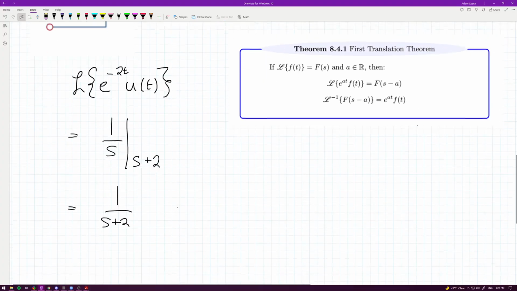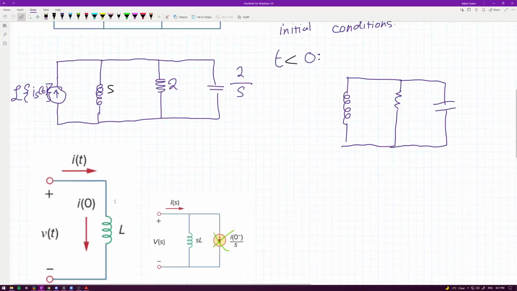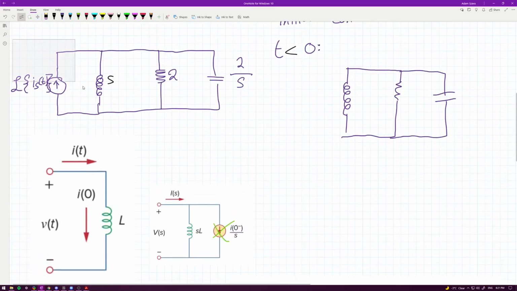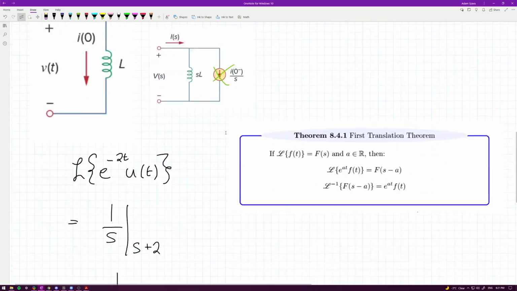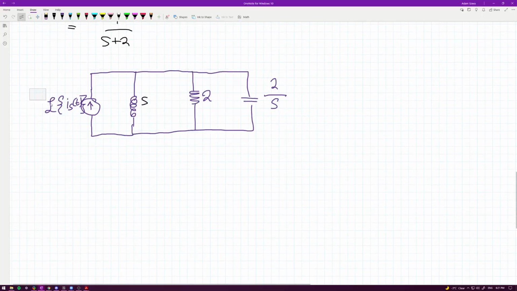Okay, so that is going to be our Laplace. So then I can take the whole circuit. Hopefully someone can confirm for me that that is a correct Laplace. That's what I got as well. Yeah, that's what I got. Okay, perfect. Thank you. So now I'm going to take the circuit, and I'm going to replace that with the Laplace of the thing that I got. So it's 1 over s plus 2, and that is our current source there.